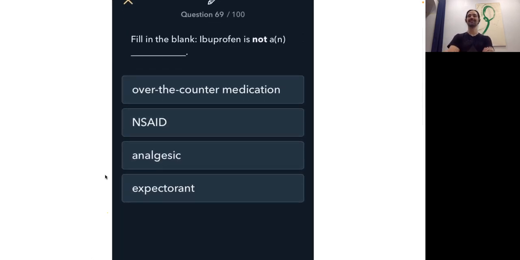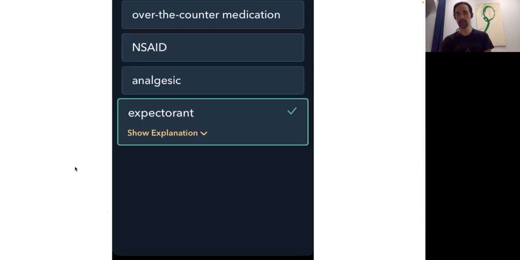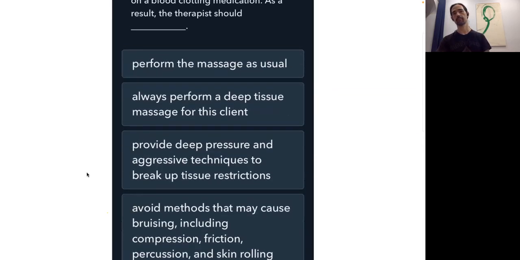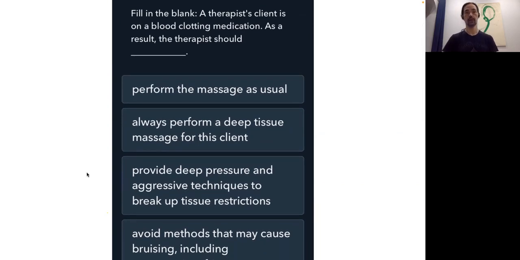Okay, fill in the blank. Ibuprofen is not an over-the-counter medication. You guys know over-the-counter means you can buy it without a prescription from a doctor. Ibuprofen is not an NSAID, non-steroidal anti-inflammatory drug, an analgesic, or an expectorant? Which one is it not? An expectorant, what's that do? Expectorates, helps you to cough up phlegm. What do we do to help people to expectorate? That's right, percussion. Tapotement.